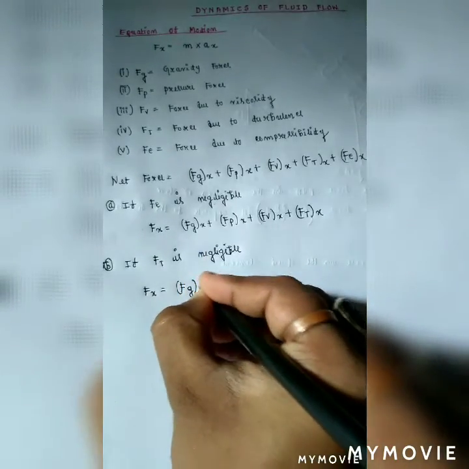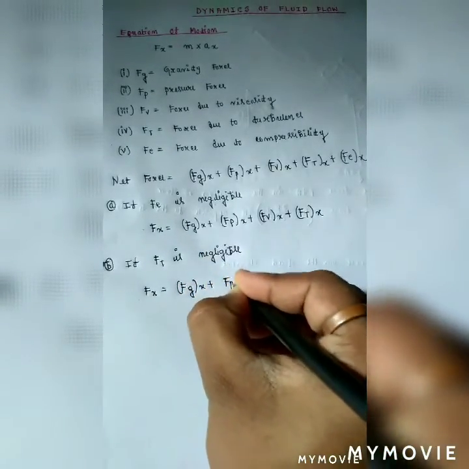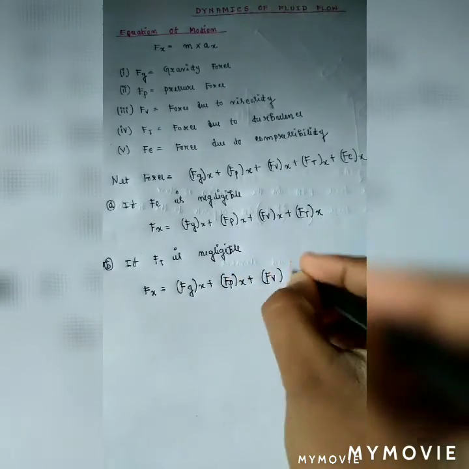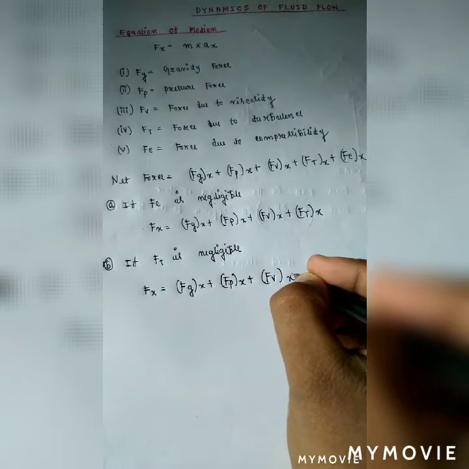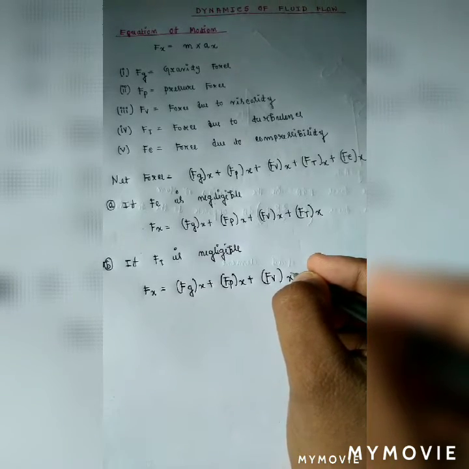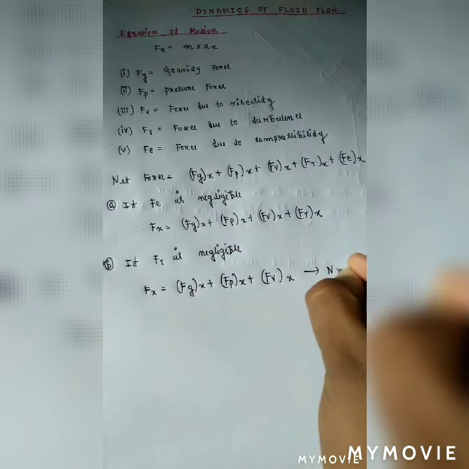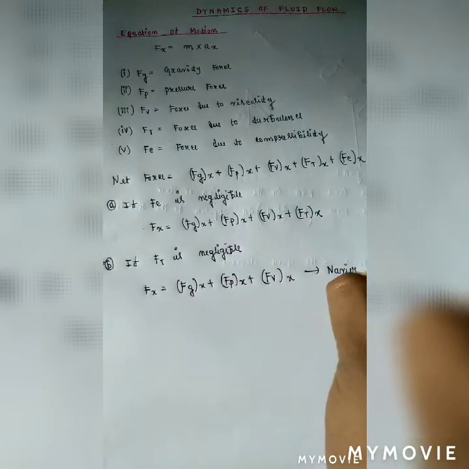Okay, let's start. The equation is Fx equal to Fgx plus Fpx plus Fvx. All these forces are acting in the x direction. This equation is called the Navier-Stokes equation.